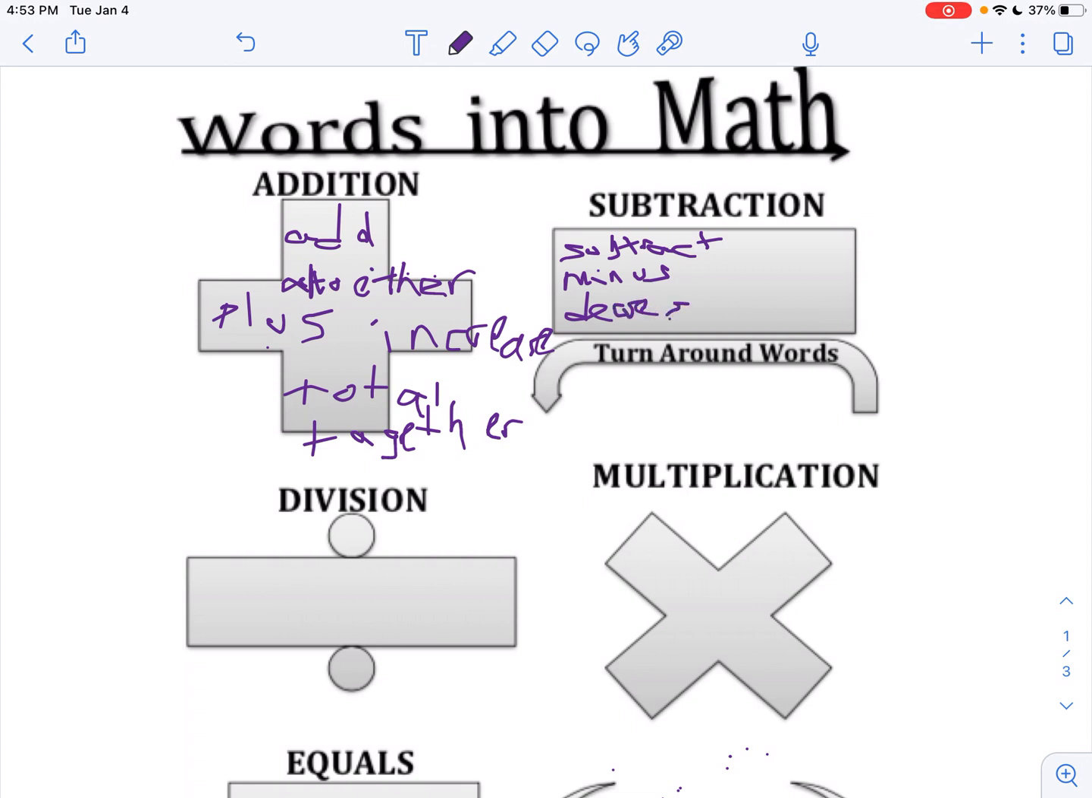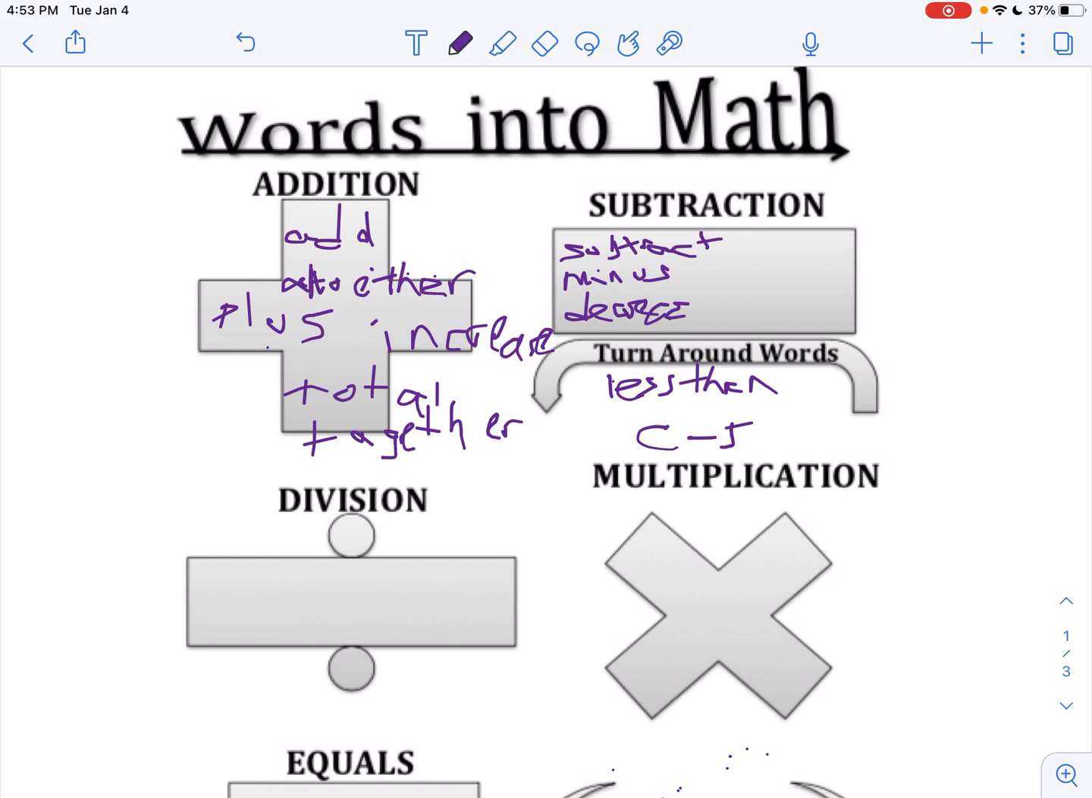Now, one thing you've got to be careful of, we have a turnaround word. What I mean by turnaround word is we don't write it in the same order. So that would be like less than. So if I say 5 less than a number, I would take my number, call that C, and I'd say C minus 5.